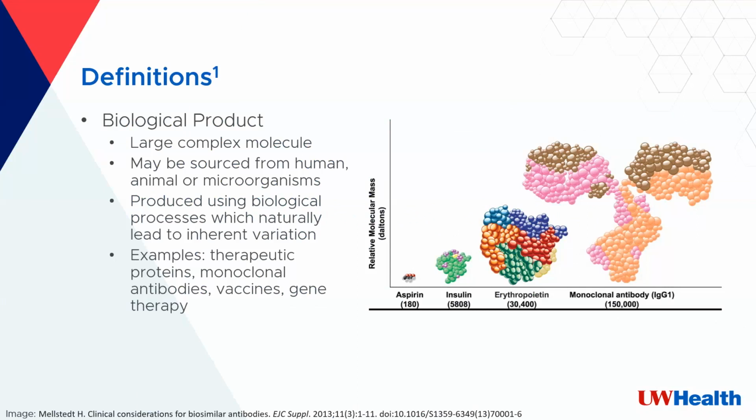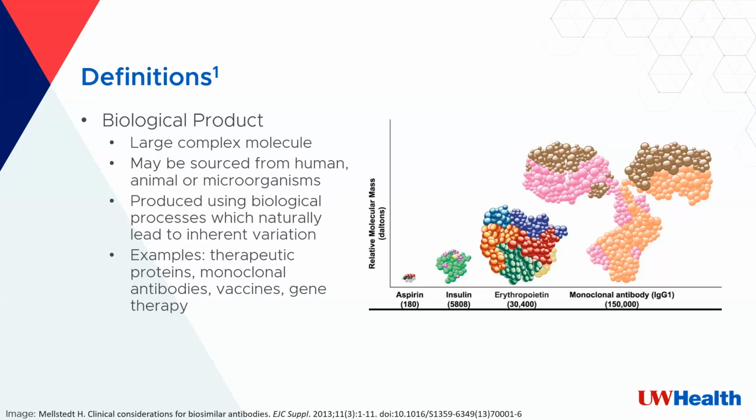Our most common biological products are therapeutic proteins, monoclonal antibodies, vaccines, and agents used for gene therapy. This is not a comprehensive list of all biological products, though. On the right hand of this slide, there's an image that depicts just how large these products are when compared to the small molecule drugs. Aspirin, which is on the far left, represents a small molecule drug for comparison. And then the following 3 on the right, the insulin, erythropoietin, and the IgG are all biological products.